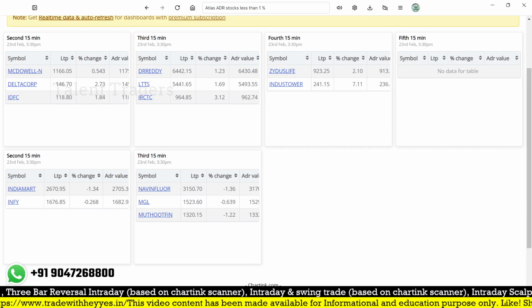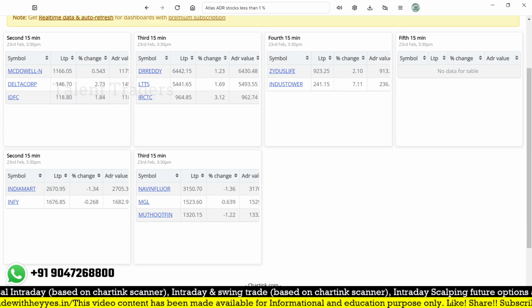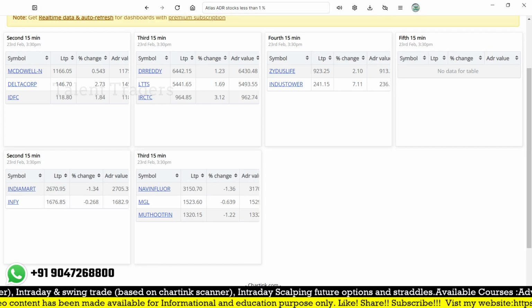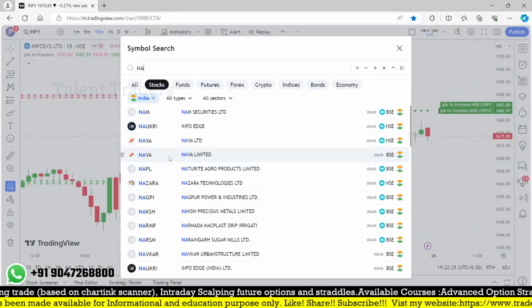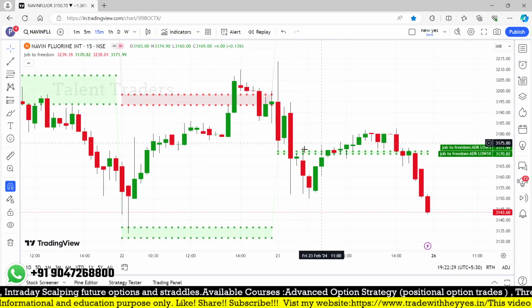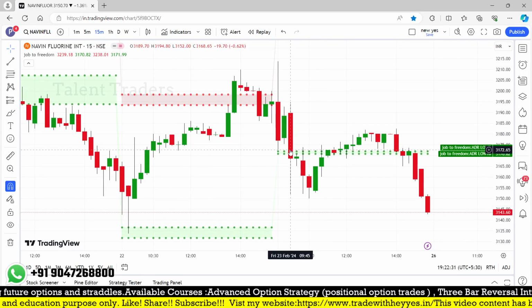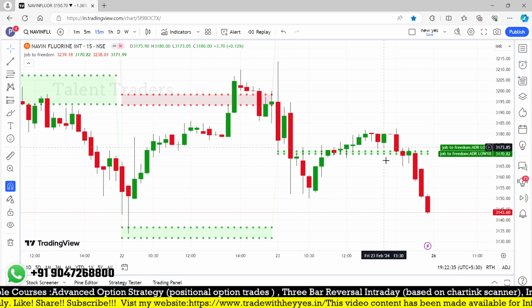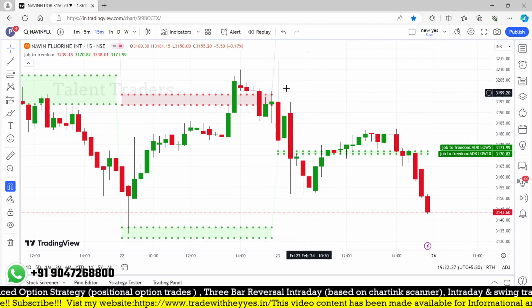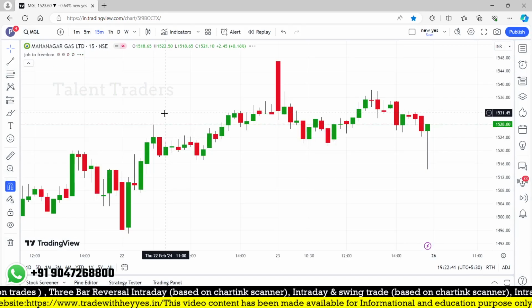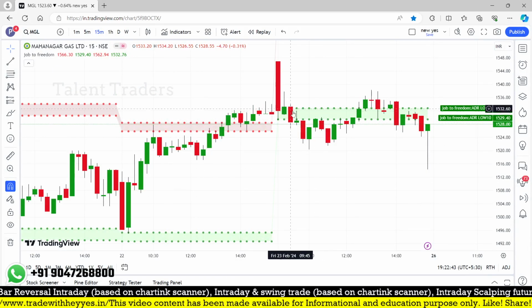We require a limited number of stop losses, or minimum stop losses, based on this. Navin Fluorine, MGL, second candle. Let me check Navin Fluorine. The second candle is around 0.62%. The low is our entry, and the candle high is our stop loss, but finally it closed with a small profit. Next one is MGL, where only the third candle is filtering it out. MGL looks good.